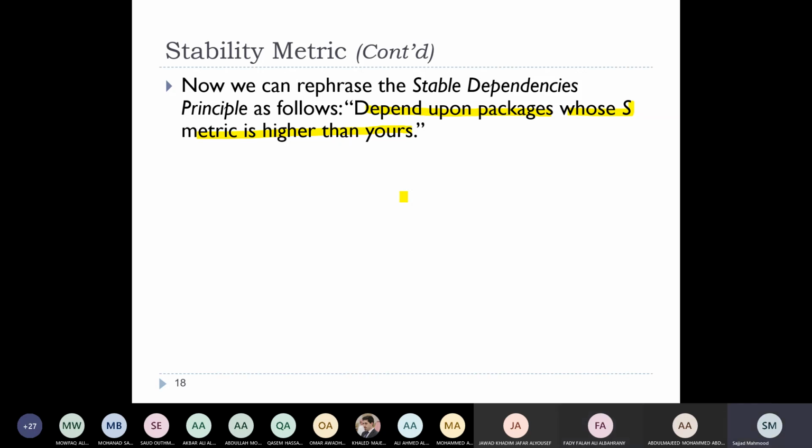Yes. Right? Because my rule is I as a package should depend on a package who's more stable than myself. This means when I say they are more stable than myself, their value of S should be higher than mine.